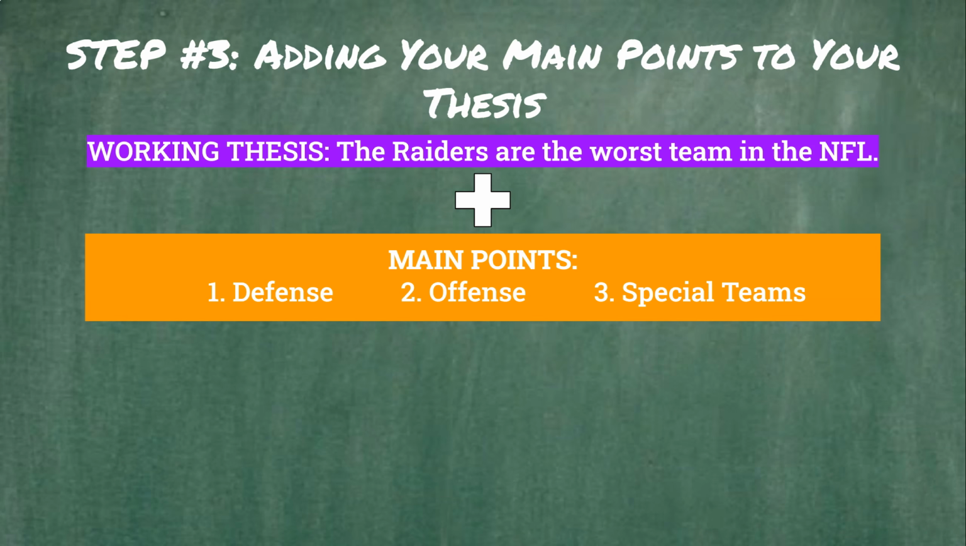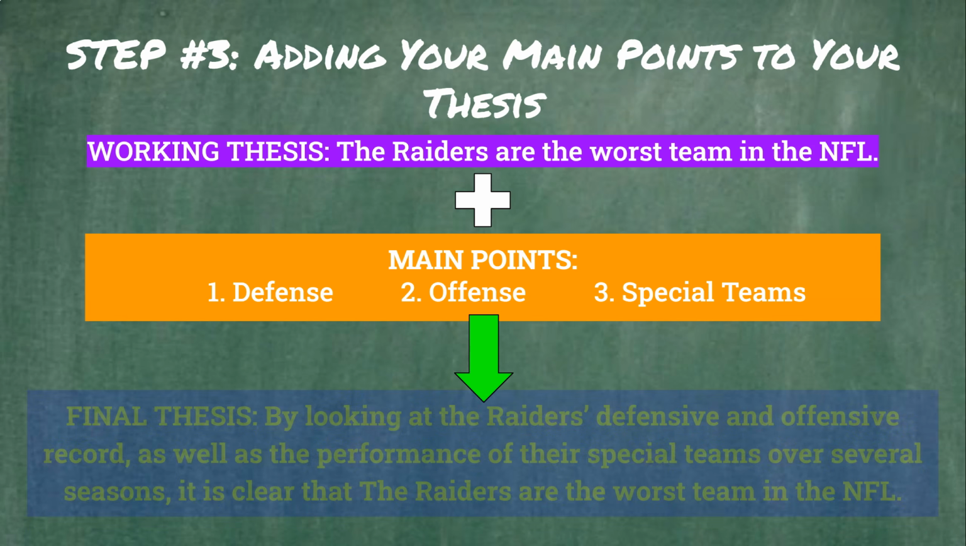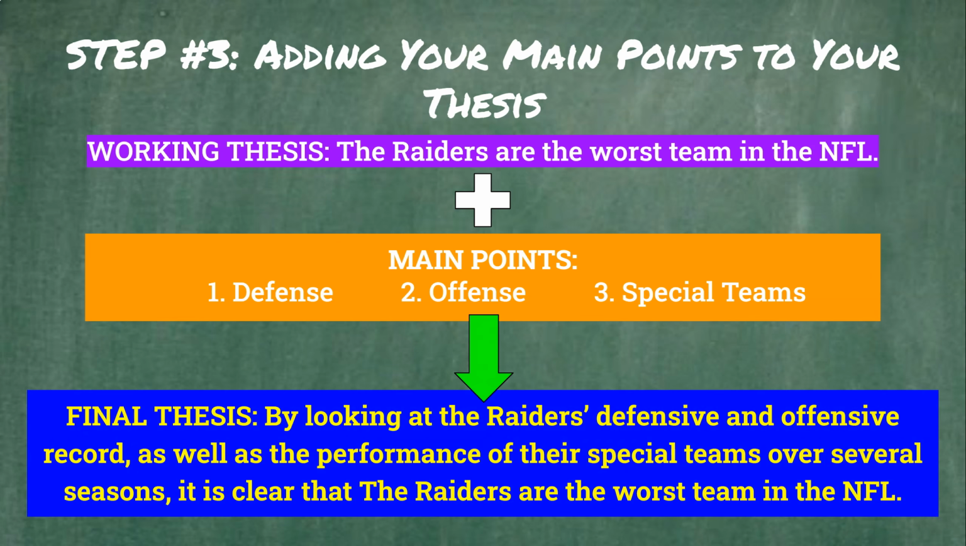Now, let's add these points to our working thesis and fine-tune the wording to come up with our final thesis statement. By looking at the Raiders' defensive and offensive record, as well as the performance of their special teams over several seasons, it is clear that the Raiders are the worst team in the NFL. As you can see, we didn't just list the main points in the thesis, but added some words to make the thesis flow into the simple working thesis statement. This is a more solid and complex thesis statement that shows the reader what your opinion is on the subject and what you are going to be looking at throughout the essay to support that opinion.